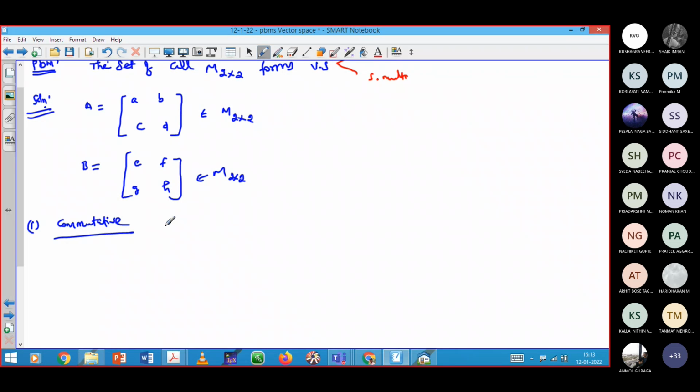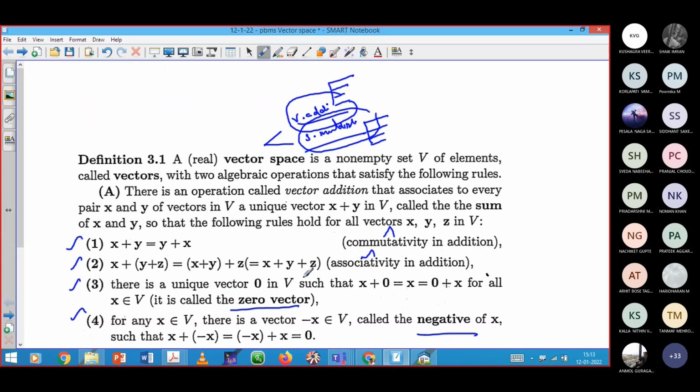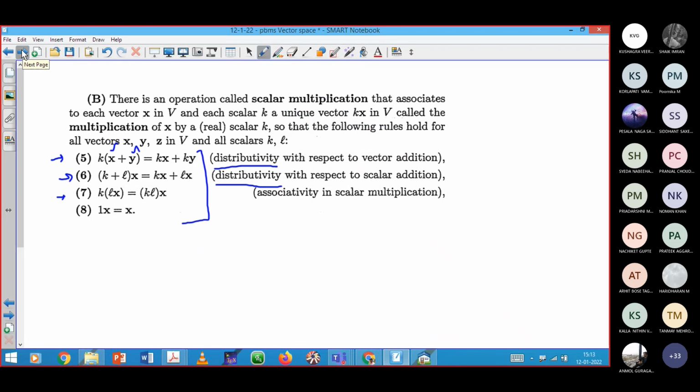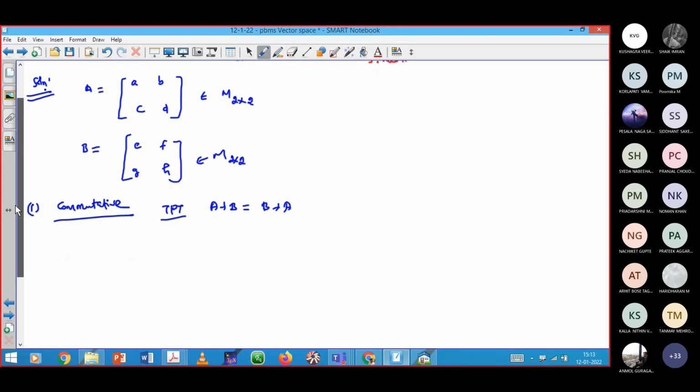Commutative means I have to prove, according to the definitions we defined in the preceding steps, that A plus B equals B plus A. That is the condition given in the commutative property: X plus Y equals Y plus X, such that X and Y are members of the non-empty set. Here A and B are members of the matrix set M2 by 2. So let me check the LHS.